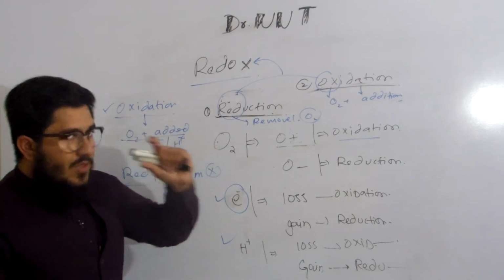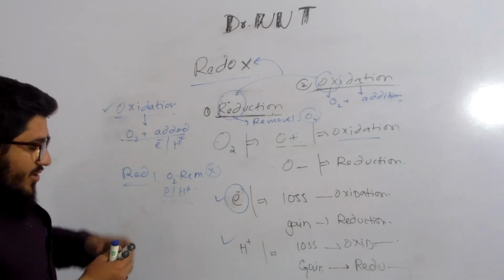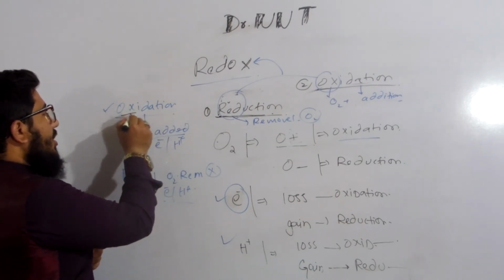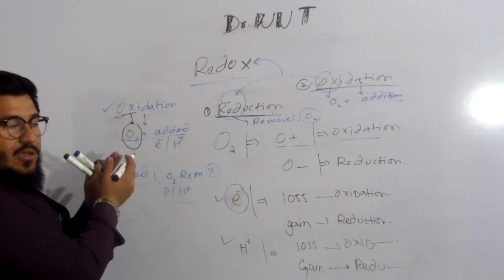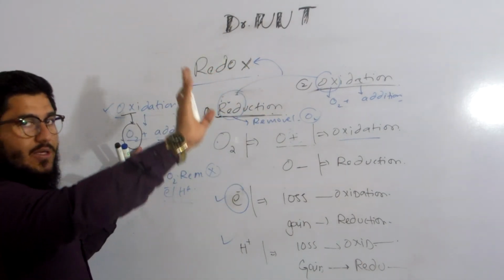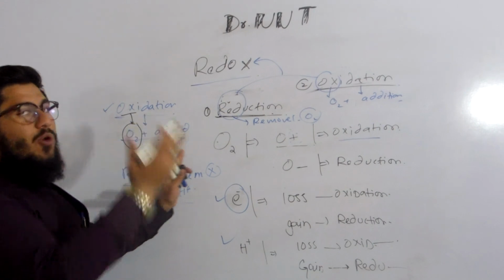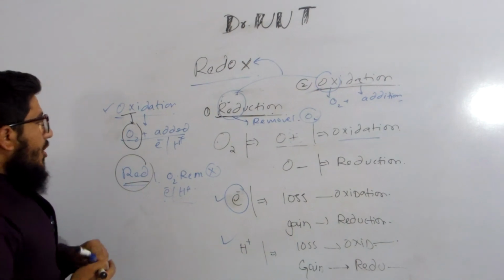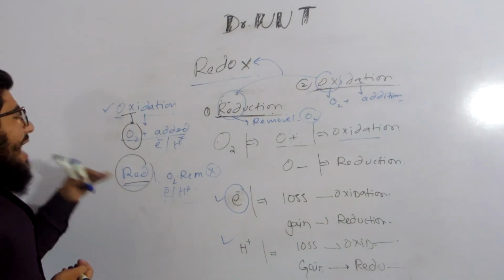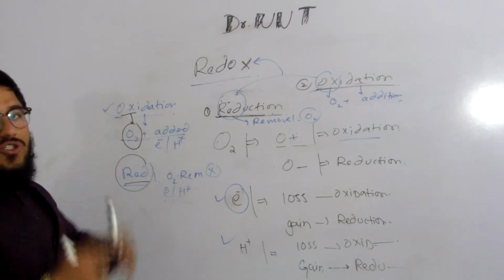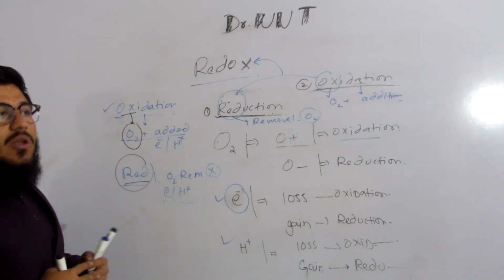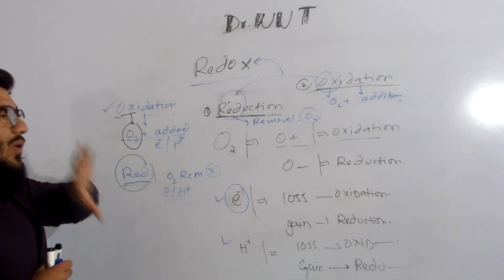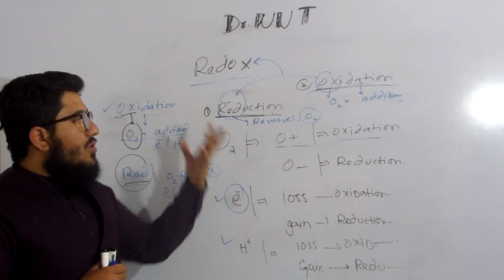Once again, a simple understanding: learn oxidation only. What do we study in oxidation? Oxygen is added, and the rest of the things are lost, like electron and proton. And what is reduction? Just the opposite of oxidation. In oxidation we have addition of oxygen, and in reduction there is loss or removal of oxygen and gain of electron and proton. So just remember oxidation, and reduction is very easy for you. That's all about oxidation and reduction.